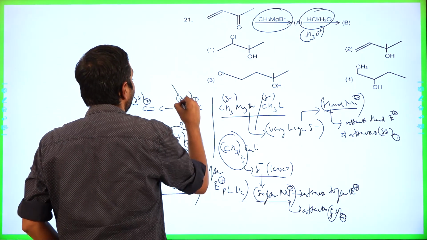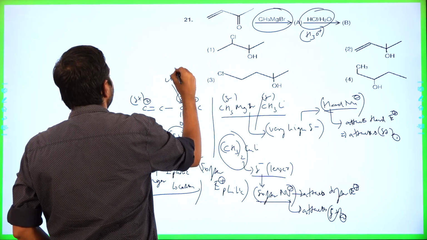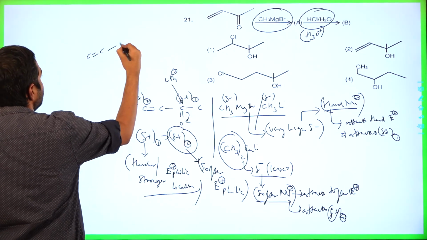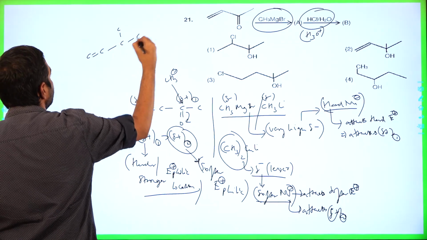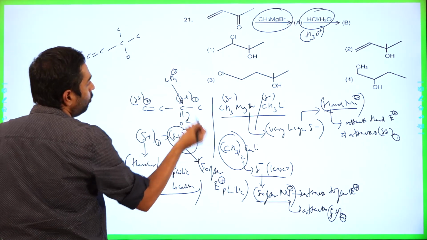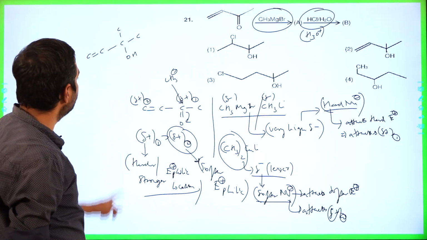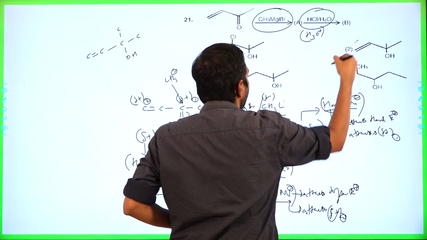What does that mean? I will be having this guy attacked over here. CH3 minus will attack. This will shift over here, resulting in the formation of C double bond C, single bond C, single bond C, single bond C, O minus. That O minus with H3O plus will end up becoming OH. So, this is going to be the product in question here, which is going to be option Bombay.